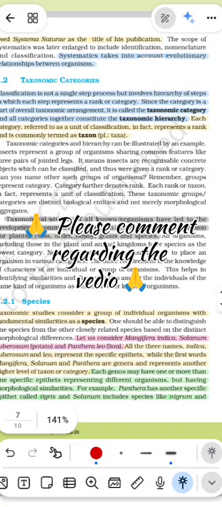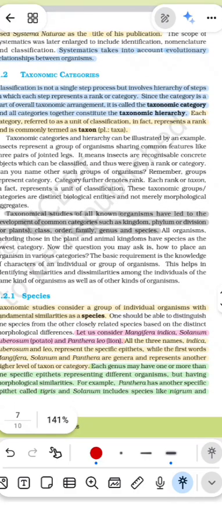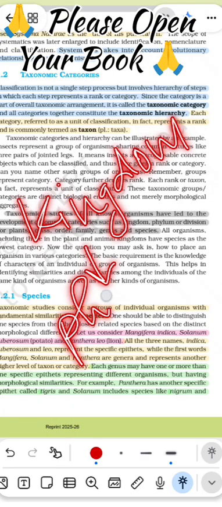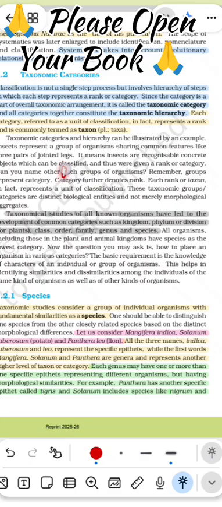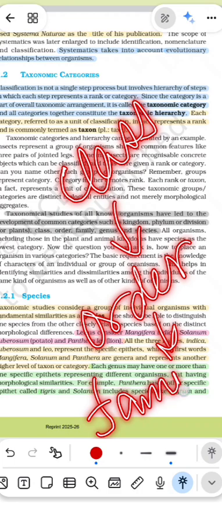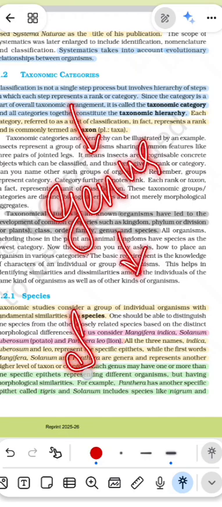Taxonomical study of all known organisms has led to development of common categories such as kingdom, phylum or division for plants, class, order, family, genus, and species. So here we can see the common categories: kingdom, then phylum, then we move forward to class, then order, then family, then genus, then species.